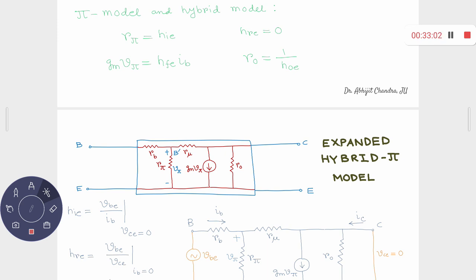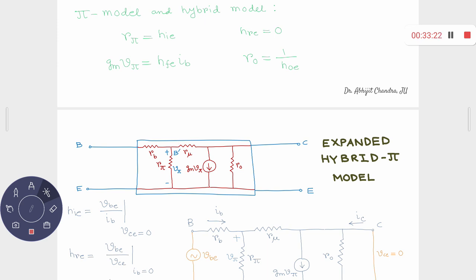One is your RB, a base spreading resistance, which is connected between the external base terminal and the idealized internal terminal, and the second resistance, which is connected between the output port and the input port. That means it serves as a feedback between the output port and the input port.